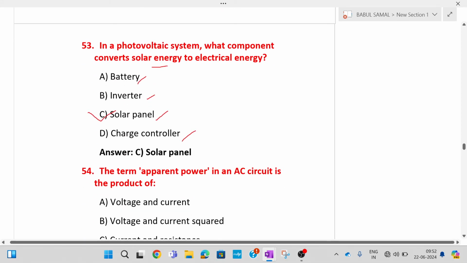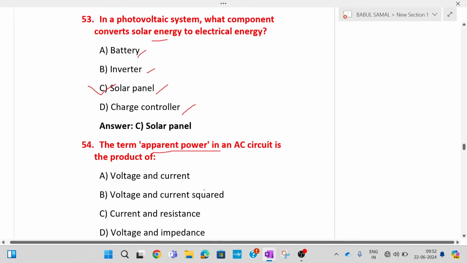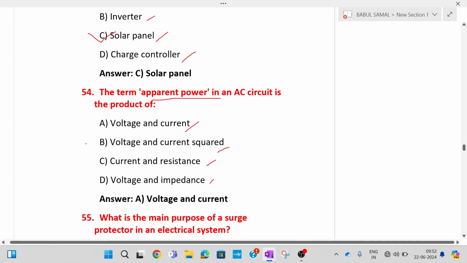Next question. The term apparent power in an AC circuit is the product of what? Options are voltage and current squared, current and resistance, voltage and impedance. So remember, if you multiply voltage and current, then you will get apparent power. We know the normal power formula, P is equal to VI. So this principle is used here.